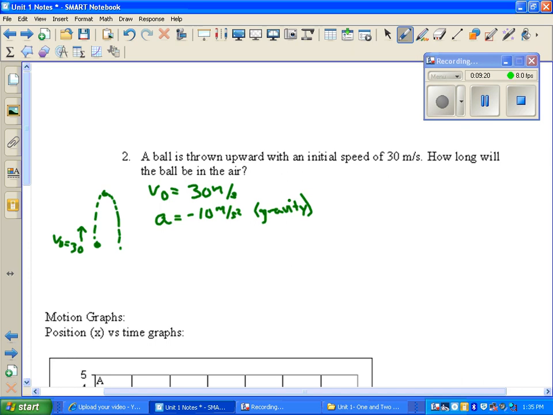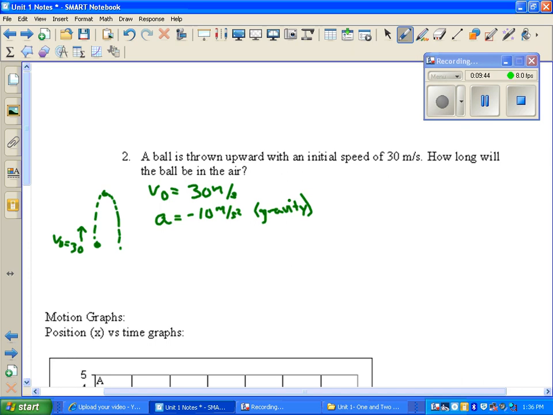Now, the reason I make it negative, V0 was positive going upward. Gravity always pulls down in the opposite direction. So if up is positive, down is going to have to be negative. I also know that on the way up it's going to slow down, and negative accelerations tend to make things slow down. Now, we need one more variable. For all of these equations, we need 3 things known. And here's the trick to this one.